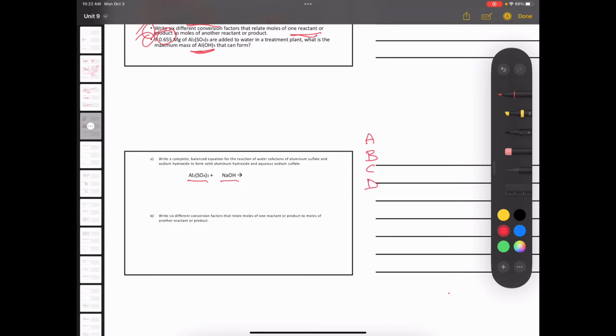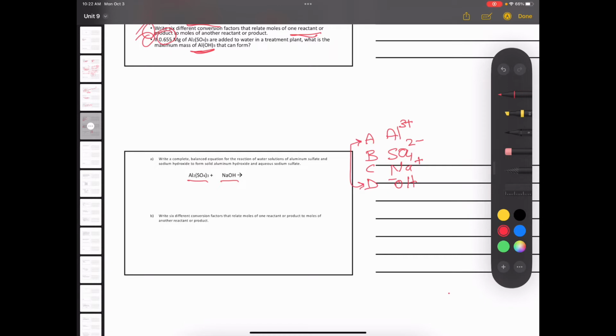So my A in this case is aluminum 3 plus. And my B is the sulfate, SO4 2 minus. My C is the sodium, Na plus. And my D is the hydroxide, which is a negatively charged anion. Okay, so now what I need to do is the double displacement.